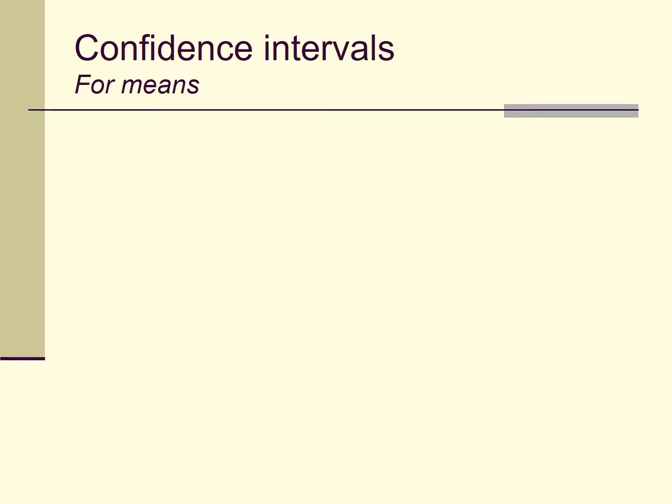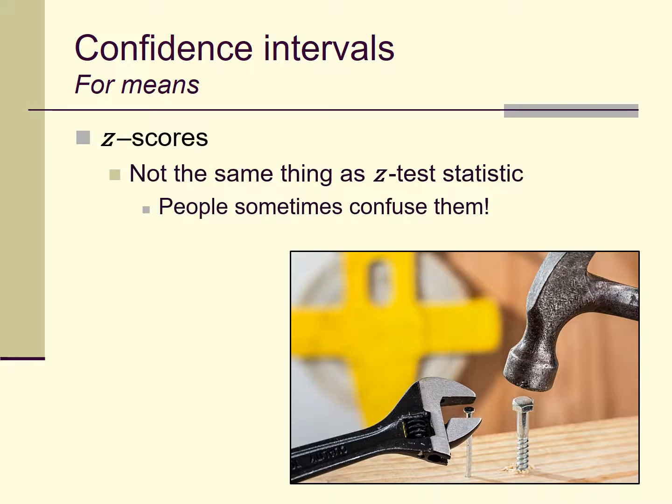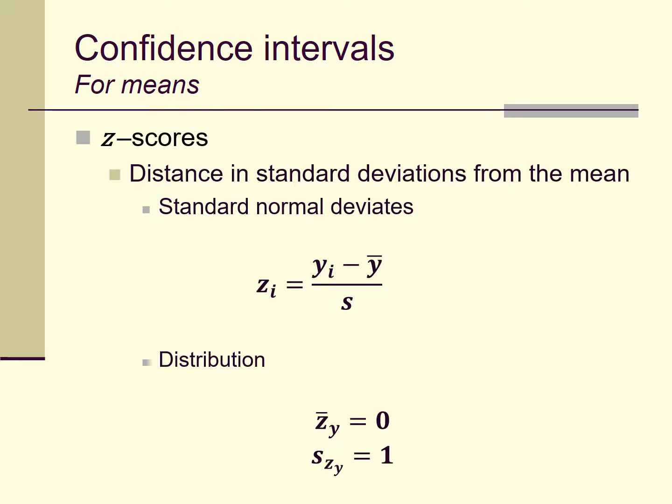In order to get there, I want to quickly go back to the idea of z-scores, and I'm pretty sure I've introduced these in previous lectures, and if not, this is a concept that you've almost certainly encountered in any basic statistics class, z-scores. Now, really quickly here, I want to make the point that z-scores are not the same thing as z-test statistics, although these are sometimes confused by people.